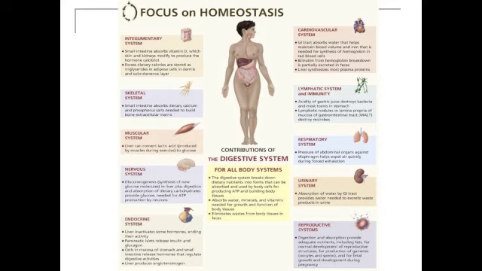So here we have our focus on homeostasis, and this appears on page 994. So this shows how the digestive system contributes to homeostasis for all body systems. The digestive system breaks down dietary nutrients into forms that can be absorbed and used by body cells for producing ATP and building body tissues.